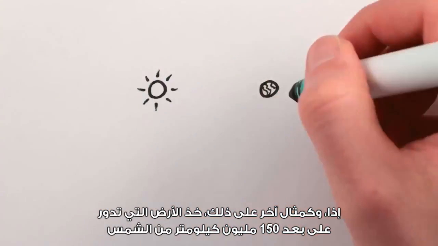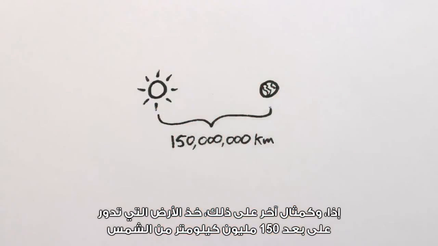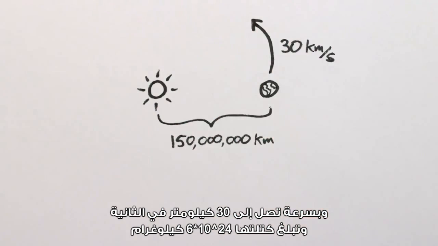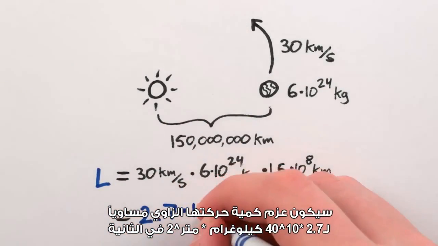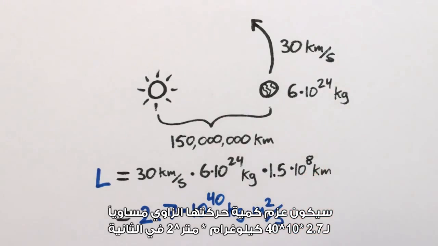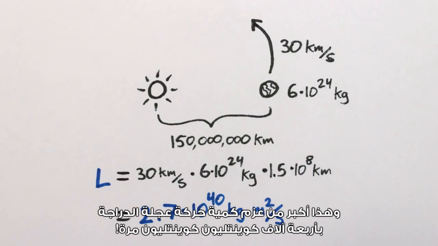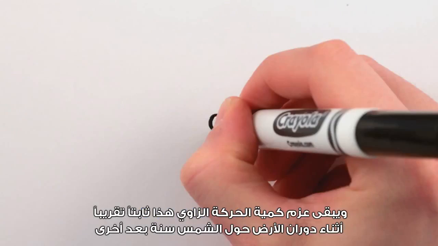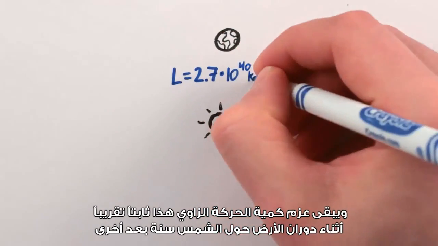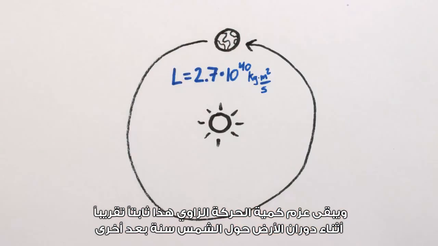So as another example, the Earth, which is 150 million kilometers from the Sun, orbits at 30 kilometers per second and has a mass of 6 times 10 to the 24th kilograms, has an angular momentum of 2.7 times 10 to the 40th kilogram meters squared per second. That's 4,000 quintillion bicycle wheels. And this angular momentum stays roughly constant over the course of the Earth's orbit, year in and year out.